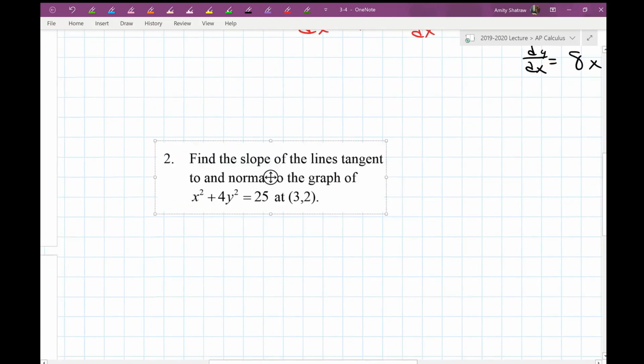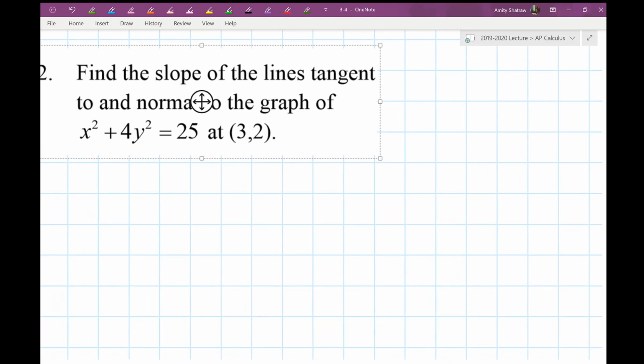So here you go. Find the slope of the lines tangent to and normal to the graph of that function at a given point. Oh, yay, he gave us a point. So this is my x value, this is going to be my y value. I'm going to use those values after I find the derivative using implicit differentiation.